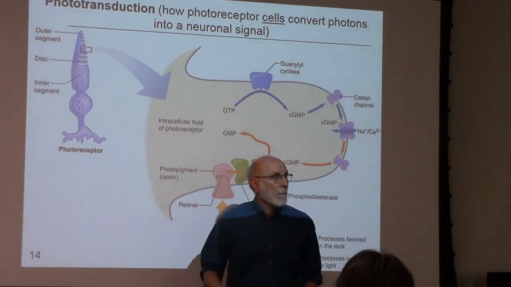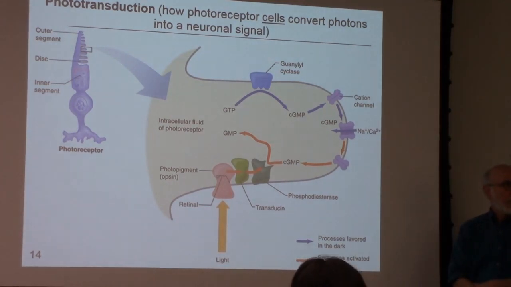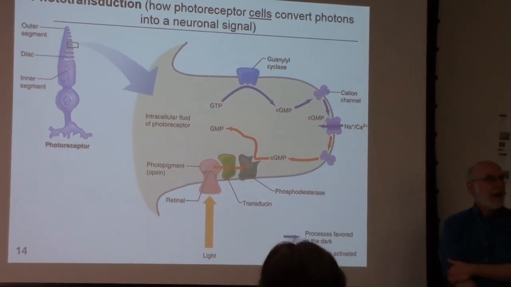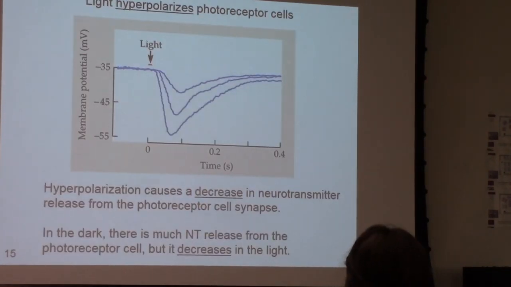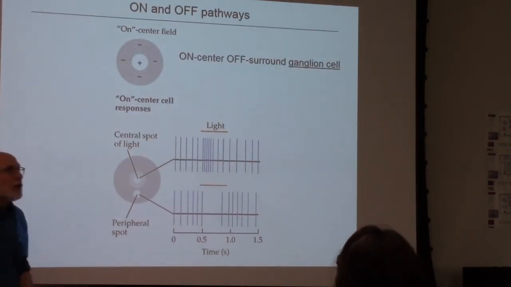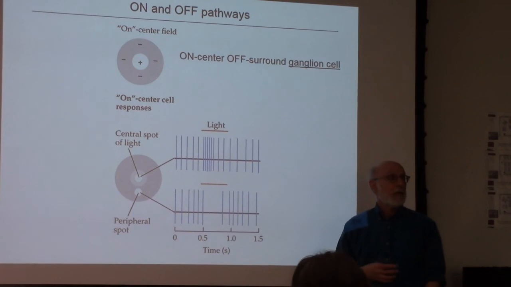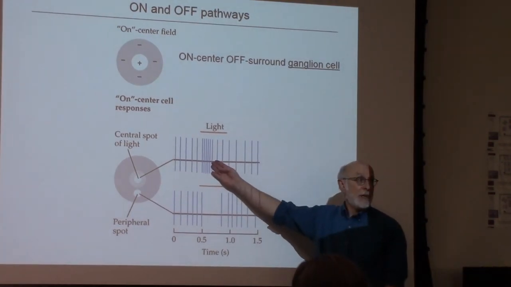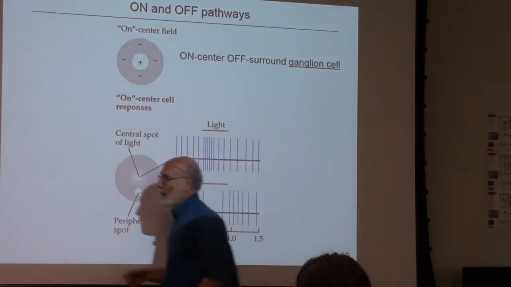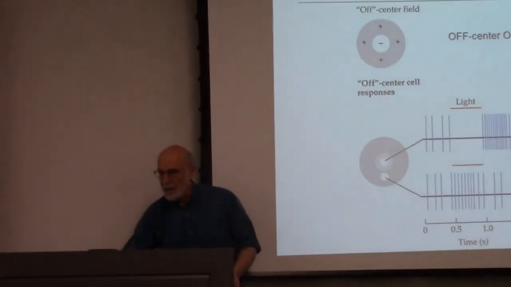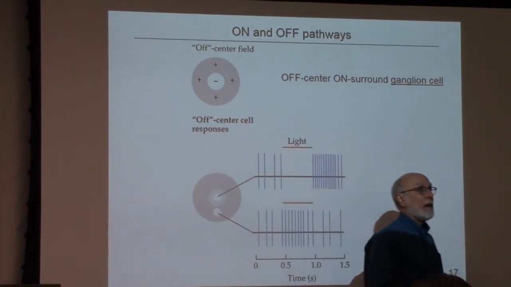So if it's hyperpolarized with light, light causes hyperpolarization, so what is this triggering? It's going to trigger a decrease in neurotransmitter release. And that decrease in neurotransmitter release from the retinal photoreceptor cell is going to be converted, depending on the circuitry that it's connected to, to an increase or a decrease in the action potential frequency. It's the ganglion cell that fires action potentials.